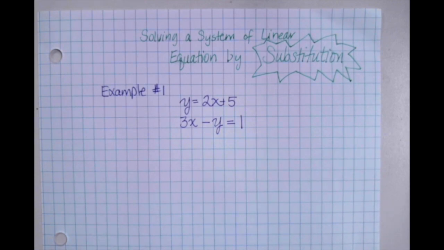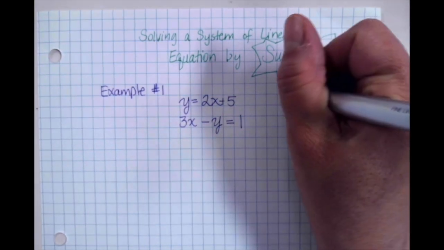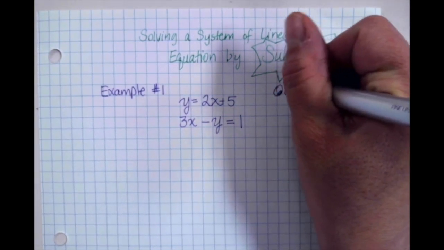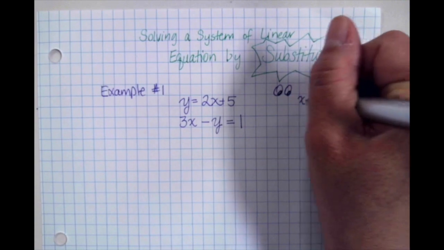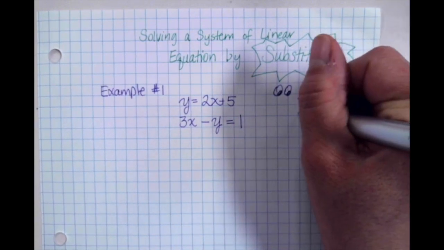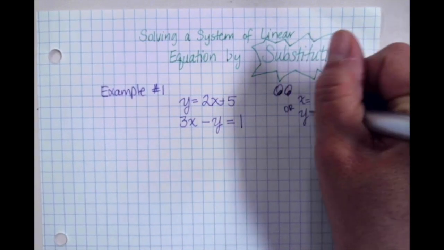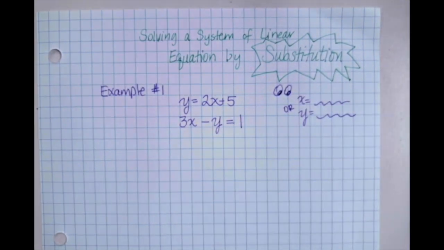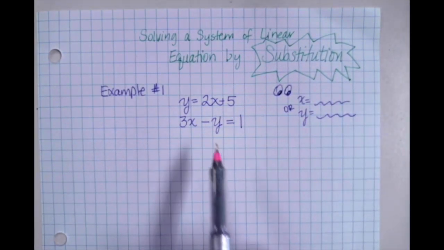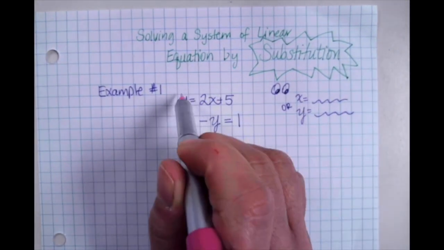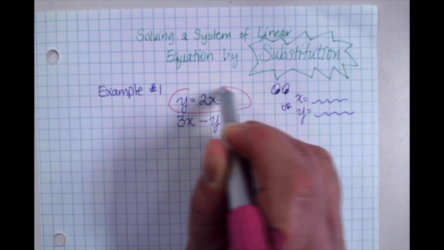So the first thing you're going to do is be on the lookout for x equals something or y equals something. And that is what you're going to be looking for. So if I look at my equations that I have here, I do have y equals something right there.